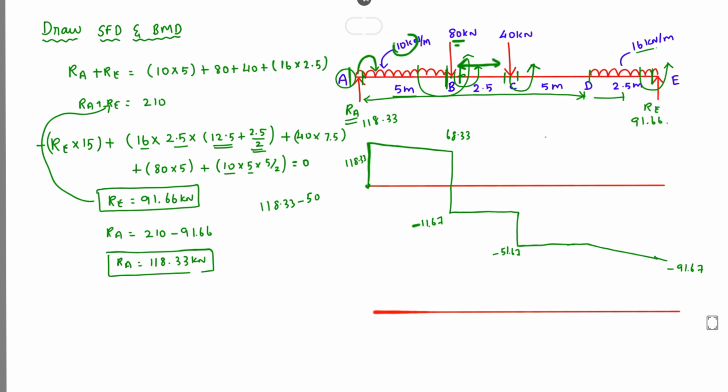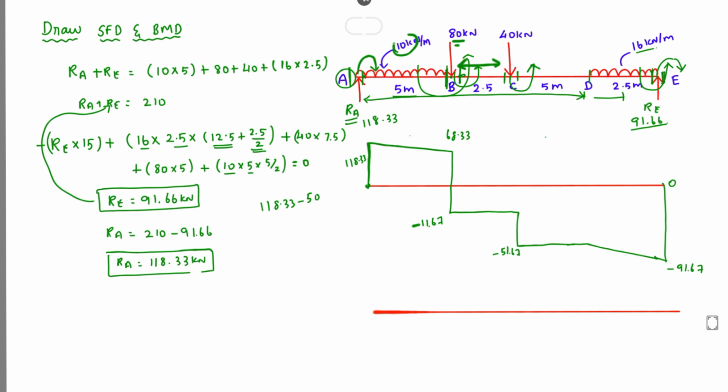Minus 91.67. Okay, next thing is we can take E at the right side. On the E right side there is a clockwise force over here. The clockwise force is 91.67. So now minus 91.67 again plus 91.67, that will be 0. Okay, so here is a 0.